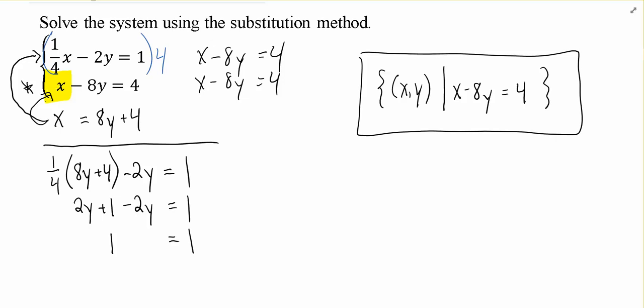So 1 equals 1 again, remember, or 5 equals 5, 0 equals 0 means there's an infinite number of solutions. Now, if, on the other hand, you ran into a situation like 0 equals 1, 0 equals 5, 10 equals 7, that means there's no solution because that's a false statement. That's when your two lines are parallel. So there's no solution if you end up with a false statement like 0 equals 1, 5 equals 2, something like that.